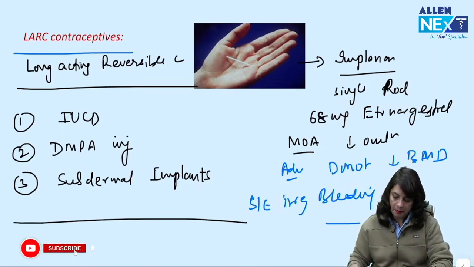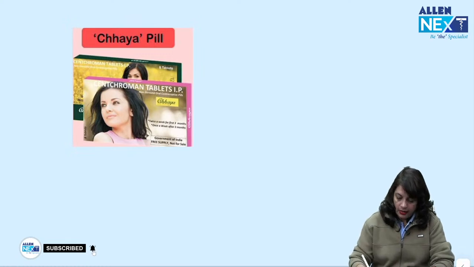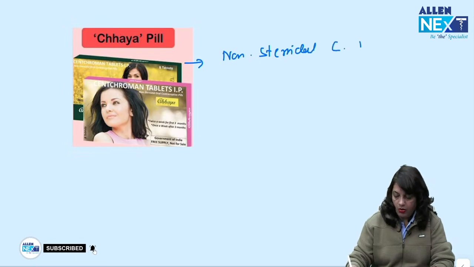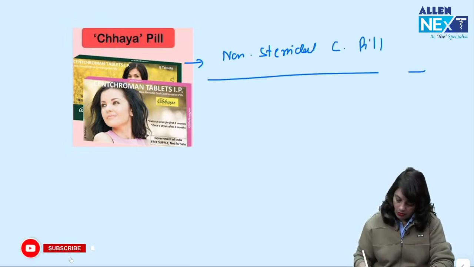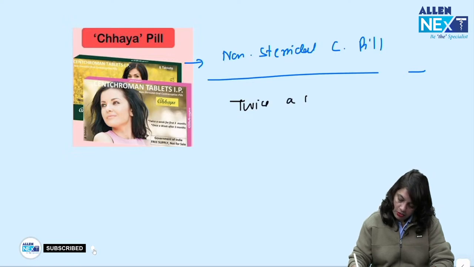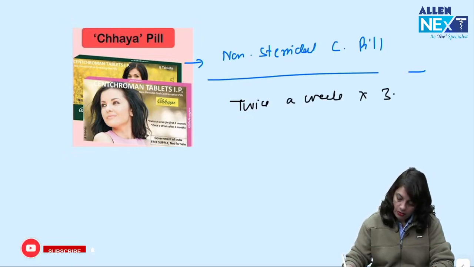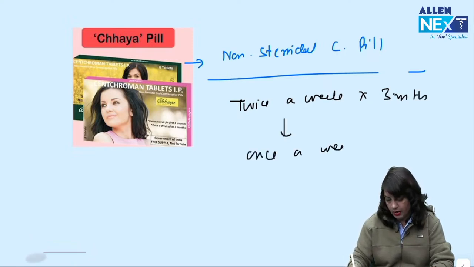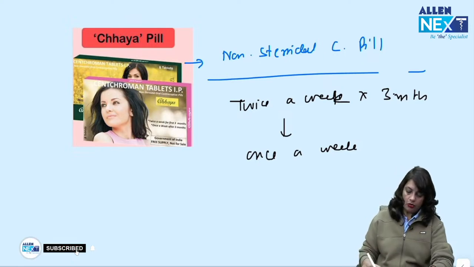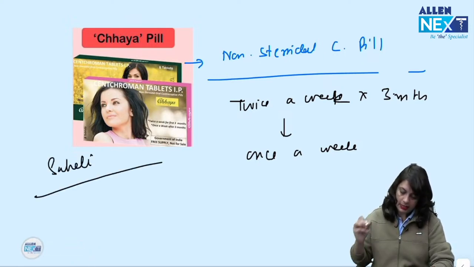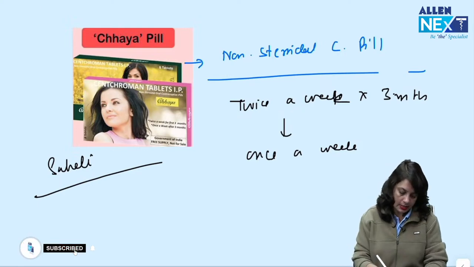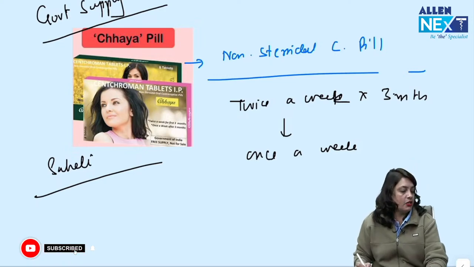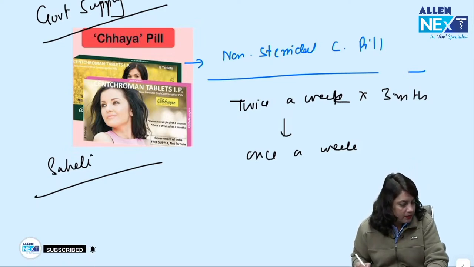Okay. Implanon. Chaya. Chaya is a non-steroidal contraceptive pill. It is to be given twice a week for 3 months, followed by once a week. So what we were using, Saheli, this is Chaya. This is again a government supply contraceptive pill, but it is a non-steroidal contraceptive pill.